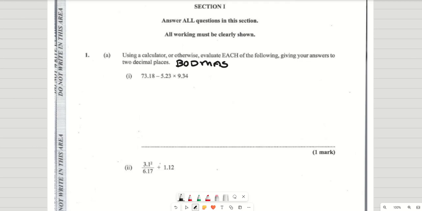BODMAS tells us the order in which we have to carry out our operation. B stands for brackets, there are no brackets. O is power, there are no powers. D stands for division, so there's no division. M stands for multiplication. We do have a multiplication. Therefore, we have to multiply this first.